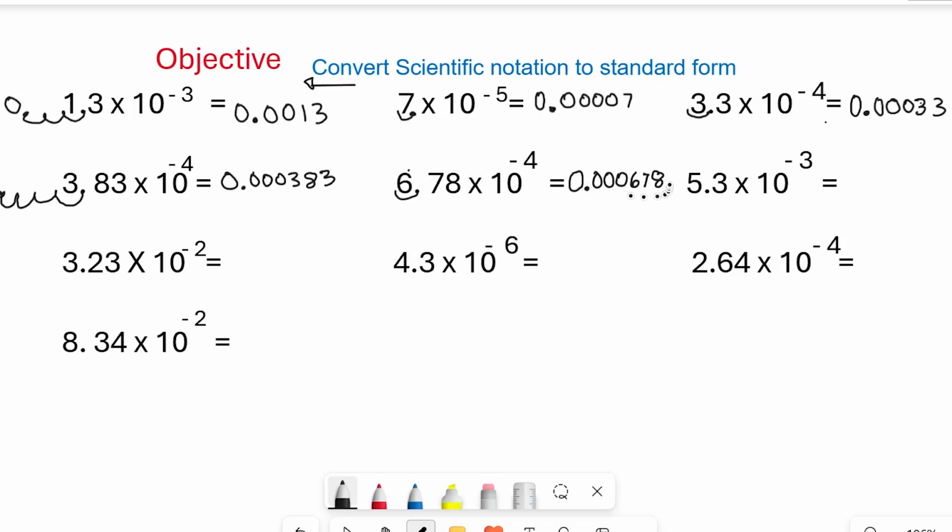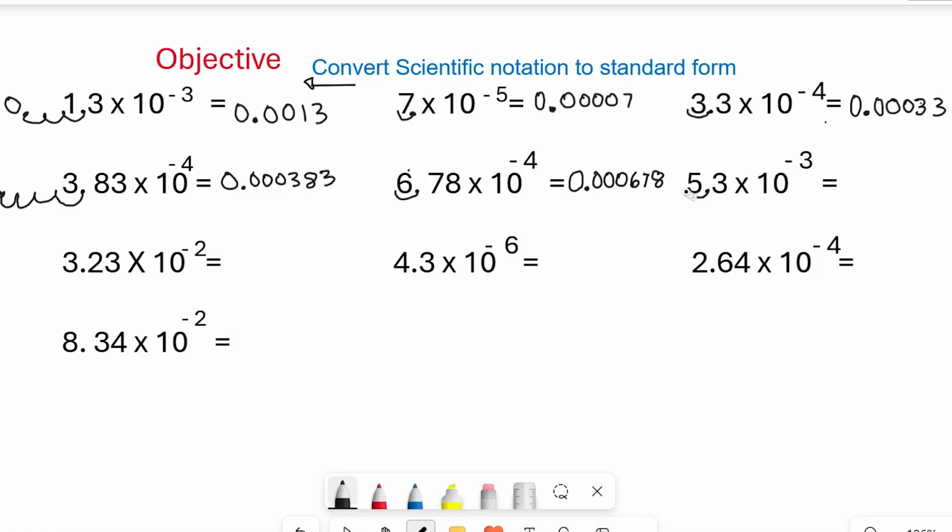So this would be the answer. All right. So one more time, this one. Can you see that the exponent is negative? Because it's negative, it means that we're going to be moving the decimal point, in this case, only 3 units.